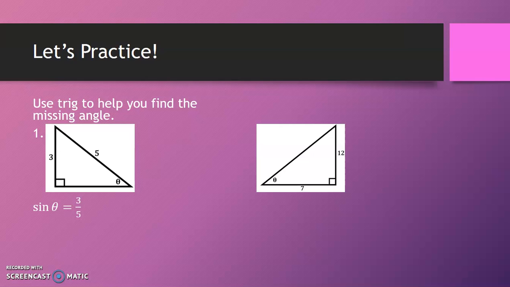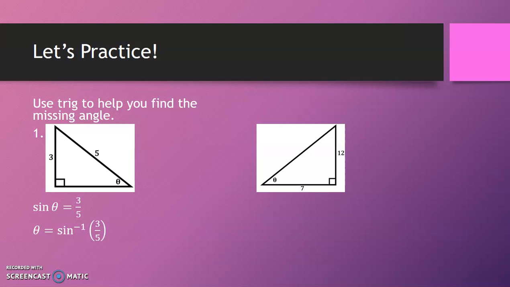So I'm using sine. Now this time the missing piece goes where that capital letter was when we were setting up our basic trig functions. So the sine of theta is equal to 3 over 5. Now because I'm finding an angle, I'm going to have to use my inverse function. So I'm going to do sine to the -1 and then 3 over 5.